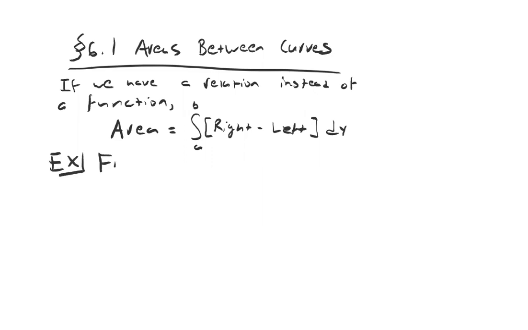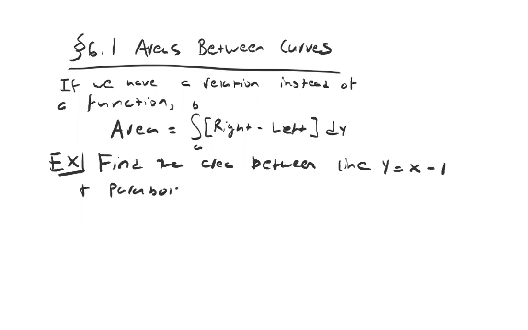So we want to find the area between the line y is equal to x minus 1, and the parabola y squared is equal to 2x plus 6.